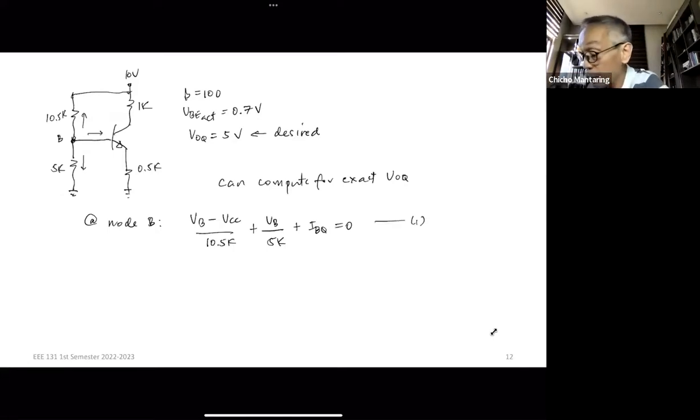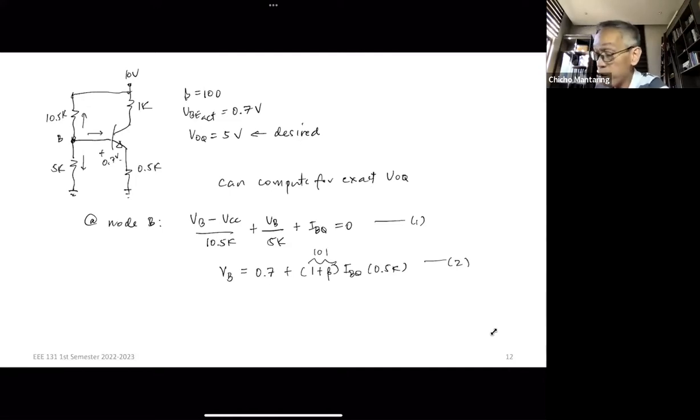Okay. Now, what is your second equation? Your second equation can be KVL along this path. No? Your second equation is now VB is equal to 0.7 volts. No? That's VBE. Okay. Plus 1 plus beta IBQ times 0.5K. So this is actually 101. No? 1 plus beta IBQ times 0.5K. This is your equation 2.